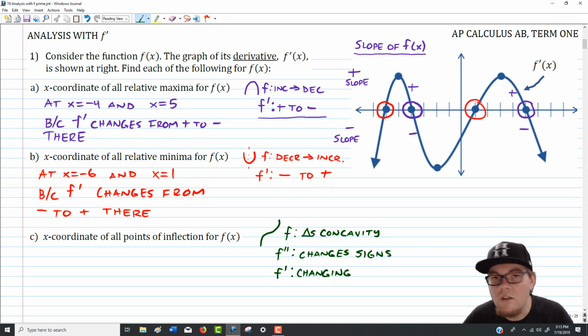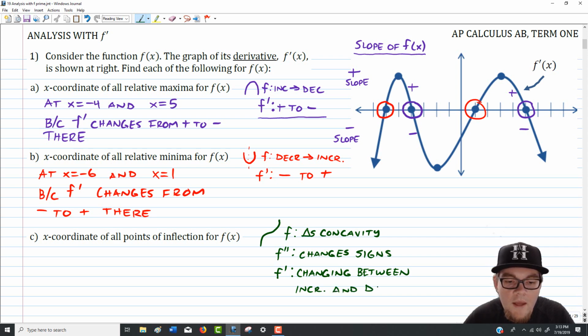as well. Obviously, it's changing. All these things describe some sort of change. F prime is changing. And I'm going to say here, instead of from, I'm going to say between. Between increasing and decreasing. And what I mean by changing between is that it doesn't matter which one you go from. If you go from increasing to decreasing in f prime, you'll have a point of inflection on f. And if you go from decreasing to increasing in f prime, you'll also have a point of inflection on f.